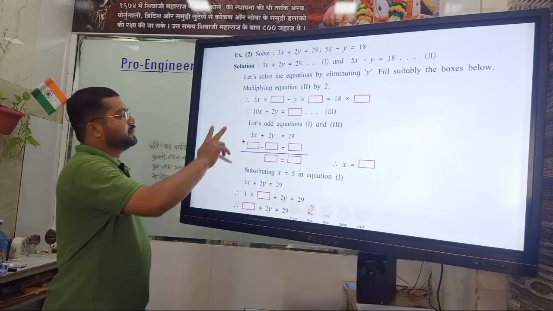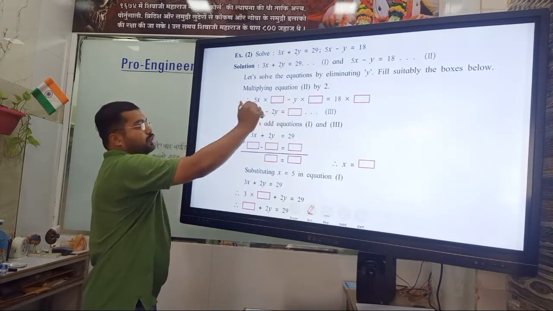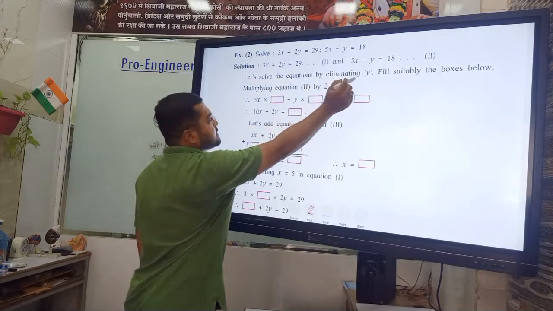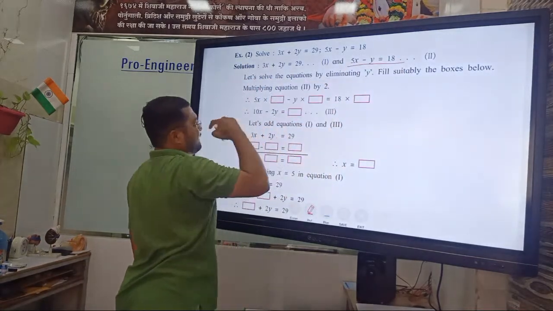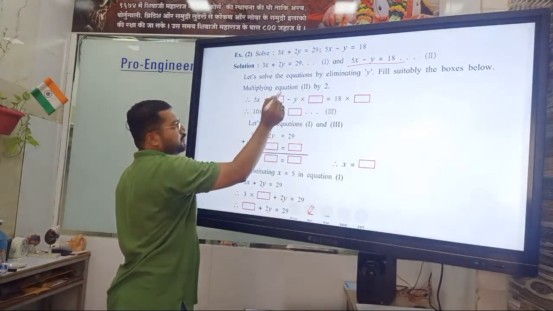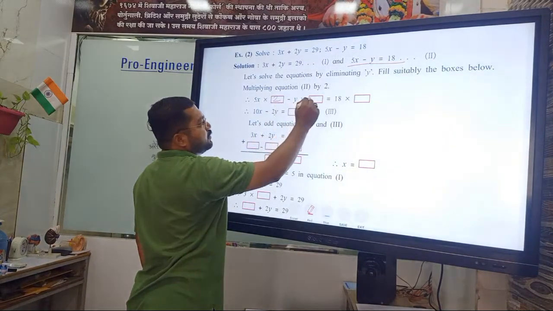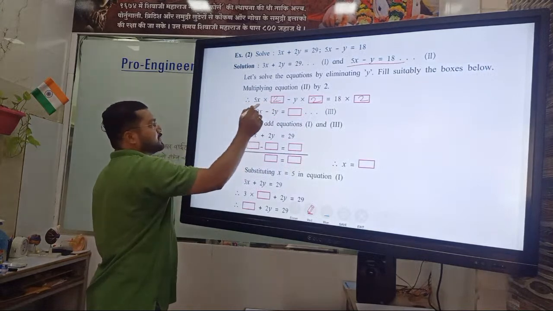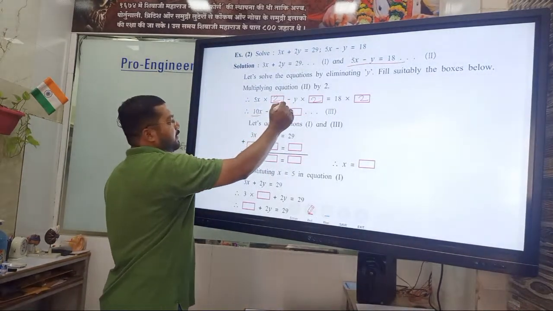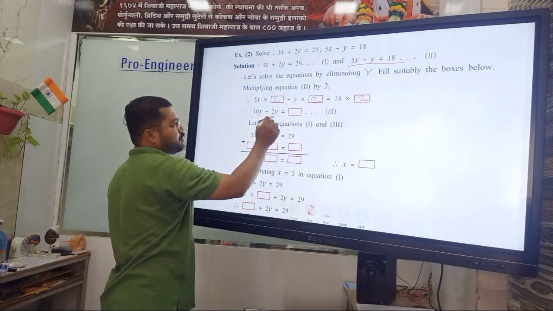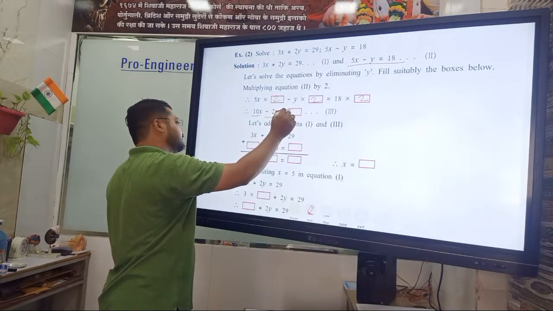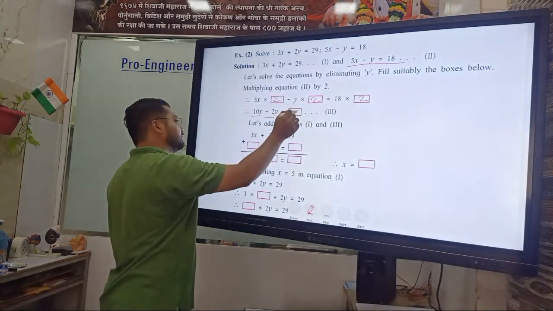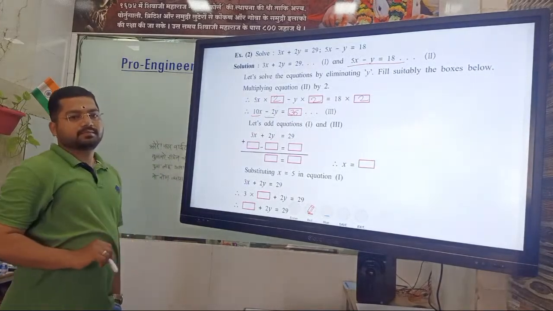Multiplying equation 2 by 2. It means this is equation number 2. 5x into 2, minus y into 18 into 2. So here 5 2s are 10, minus y into 2 is minus 2y, 18 2s are 36. Right? Yes.